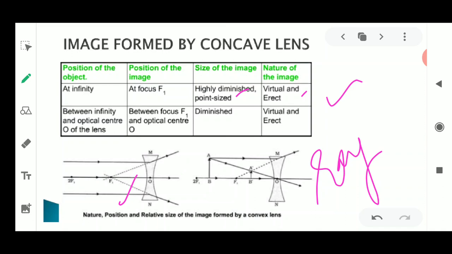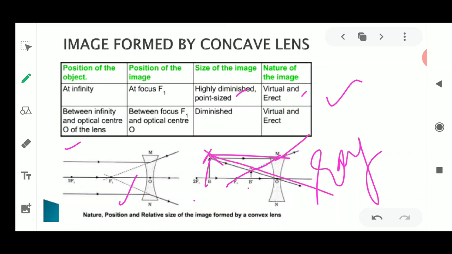the position between infinity and the optical center of this object. So if the object is placed somewhere in between the optical center and infinity, kept in between the two, the light parallel to the principal axis will be diverged, and if you extend this backward, it is going to pass through the focus. So this is going to be the first rule.